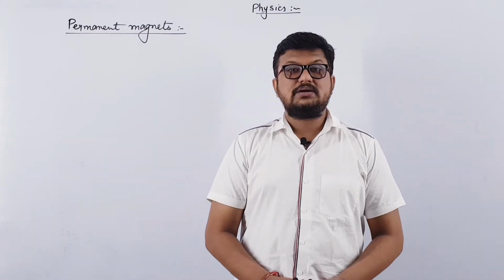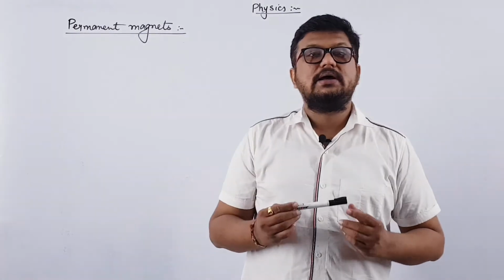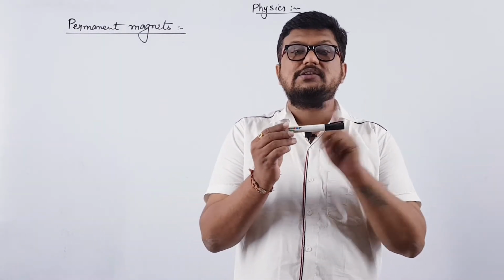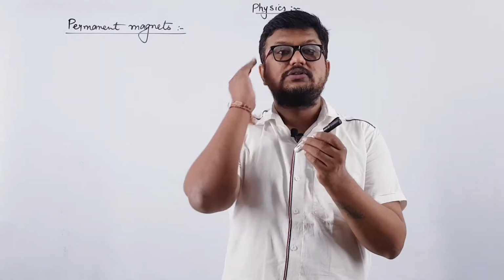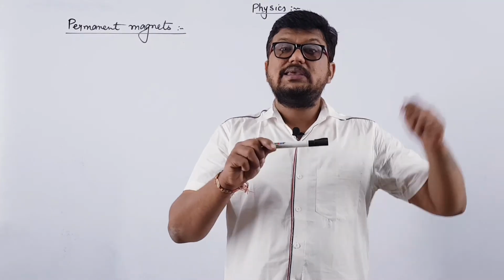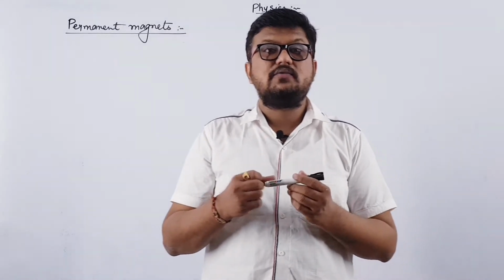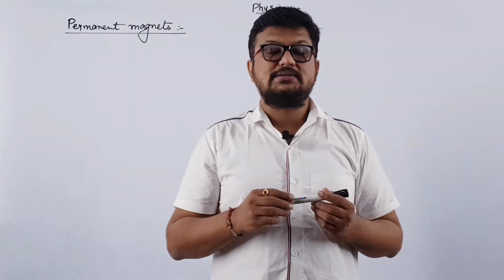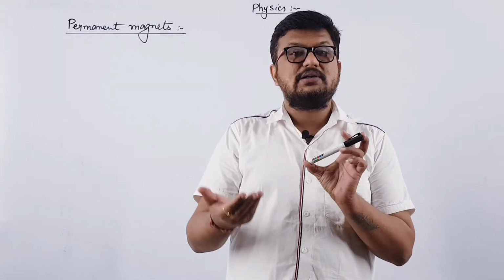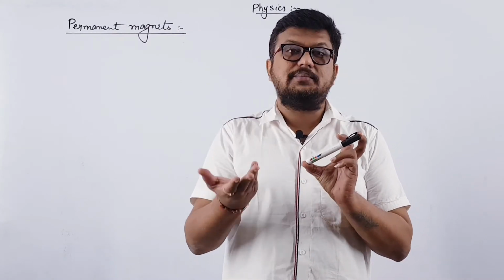The first method is, you have to take a rod and place this rod in the north south direction. Now keep on hammering this rod. Then you will find that this rod will be converted into a permanent magnet. But this rod should be of ferromagnetic material, and it should be a steel material.